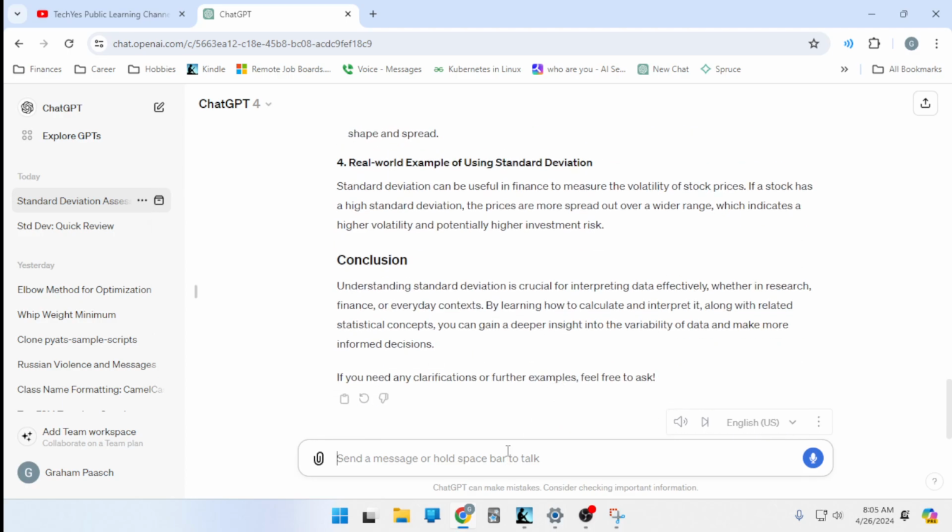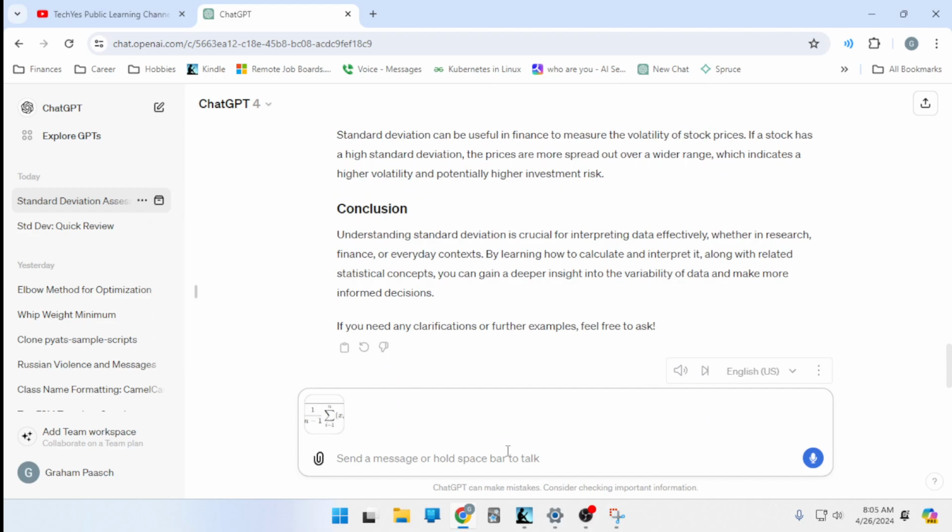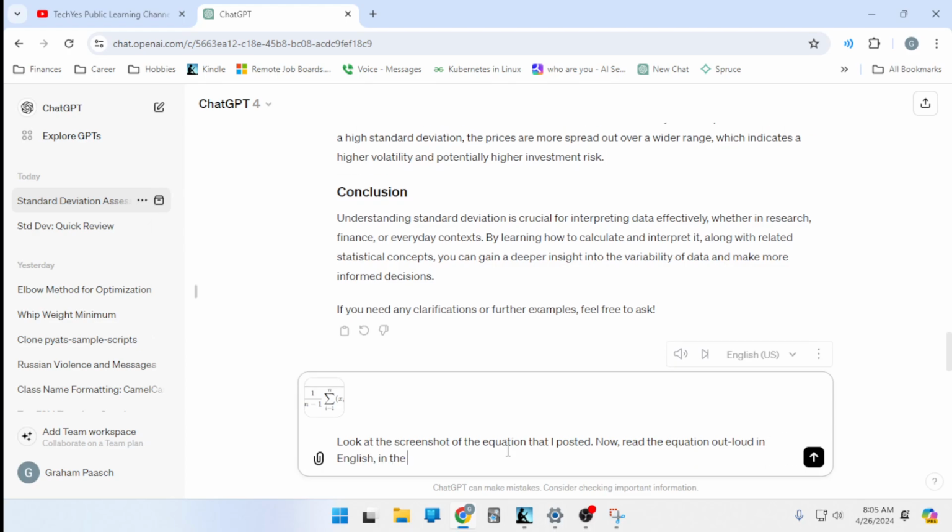But anyways, the next question I have is: look at the screenshot of the equation that I posted. Now, read the equation out loud in English in the clearest way possible.